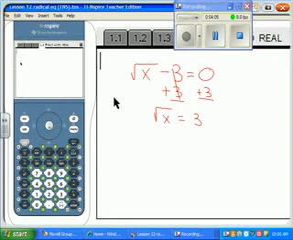How do I get rid of a square root? Square, yeah. So I have to square both sides. The square root of x squared is x, and 3 squared is 9. Hard? Your last step is to do what?